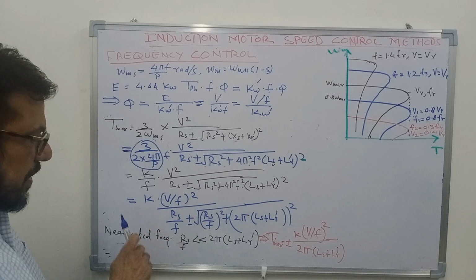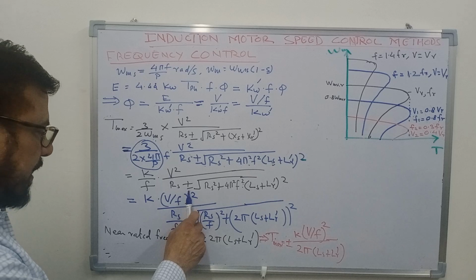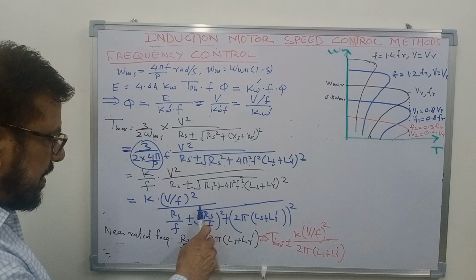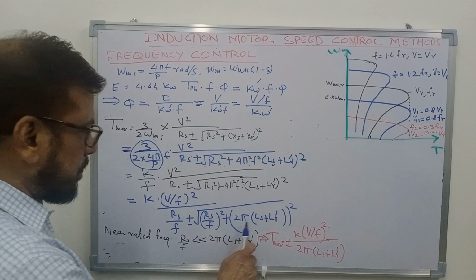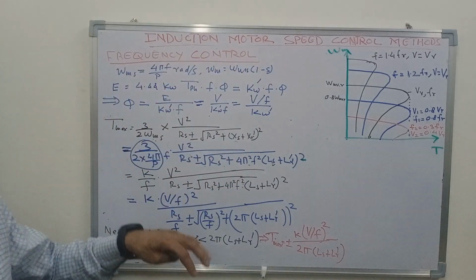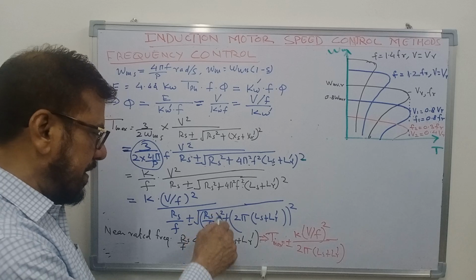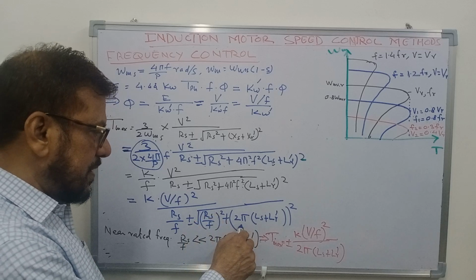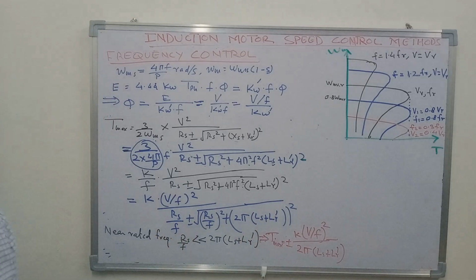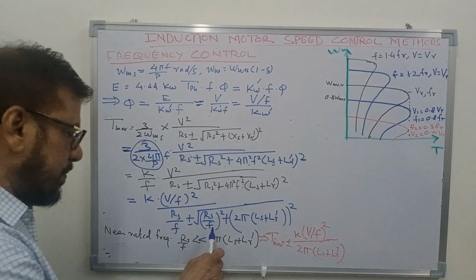Both numerator and denominator, and simplify it. You can write it as k into v upon f square, and in the denominator it will be rs upon f plus minus rs upon f square plus 2 pi ls plus lr dash square. Now here one thing you can note is that the value of rs upon f is much less than this factor 2 pi ls plus lr dash near rated frequency. That is, when the frequency is close to rated frequency, then this will be negligible.